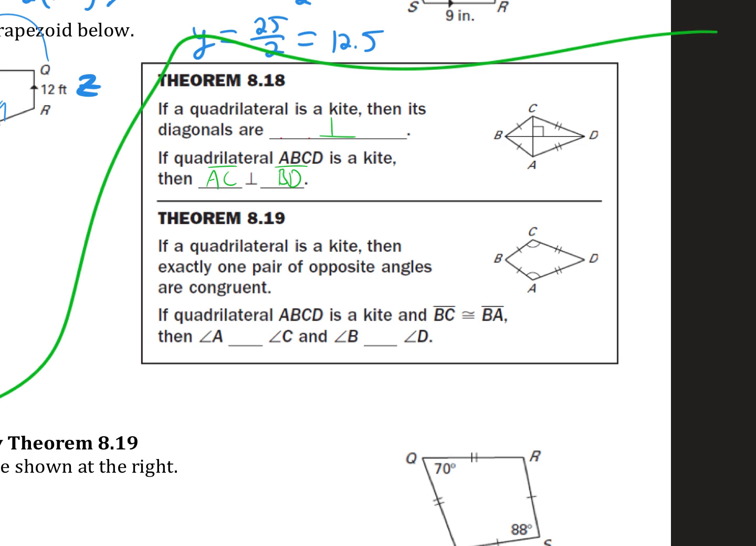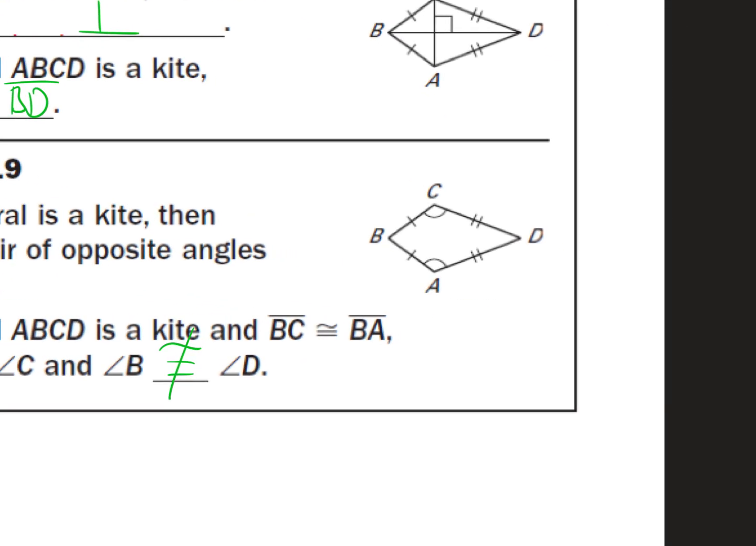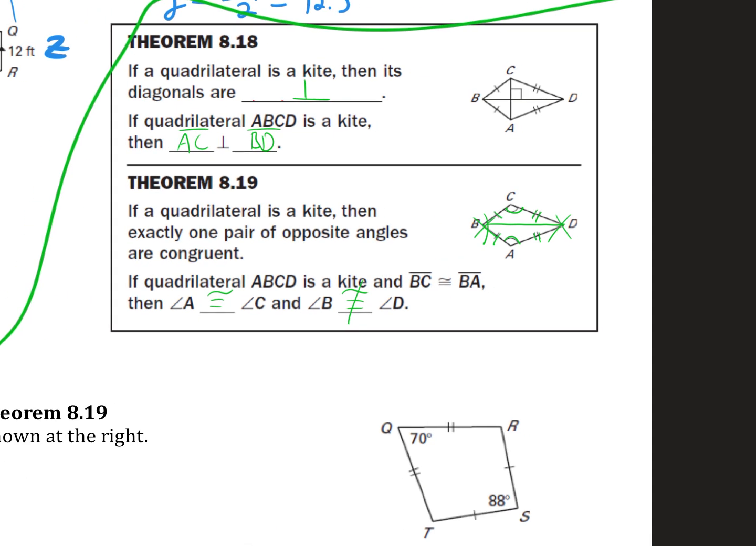All right. And also, a kite has exactly one pair of opposite angles that are congruent. So angle A is congruent to angle C, and angle B is not congruent. Okay, so here's the thing. The angles that are between the different types of congruent sides, right? These are congruent, but the ones that are the top and bottom of the kites are not. These are not congruent. So there's only one pair of congruent angles, and they're going to be between the two different types of congruent sides, okay?